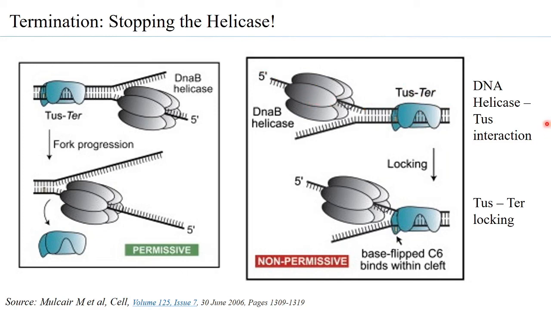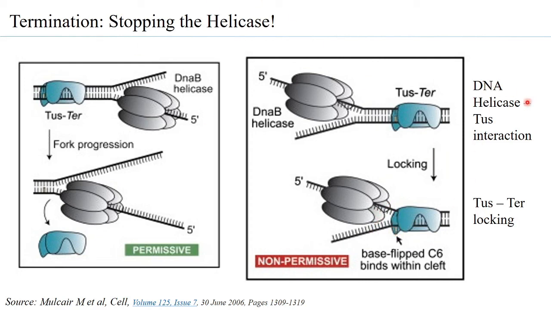not move forward. So what has been suggested by the studies done is that both the models are happening at the same time. That is, the TUS is interacting with the DNA helicase and it is stopping the helicase activity of DNA B. On the other end, what is also happening is that the TUS is able to lock the replication fork by interacting with the flipped C.